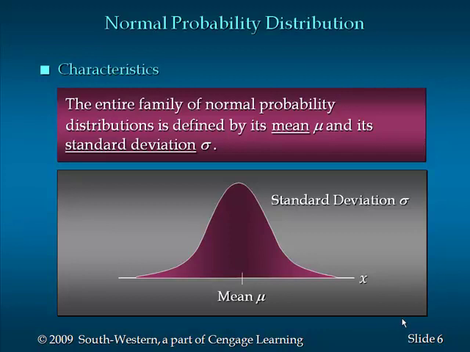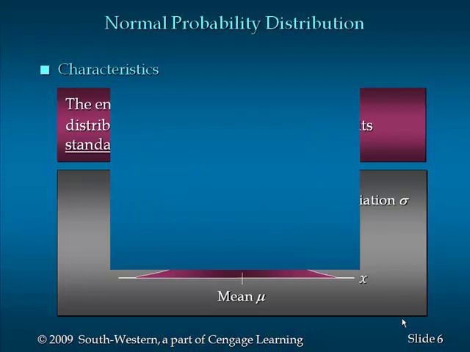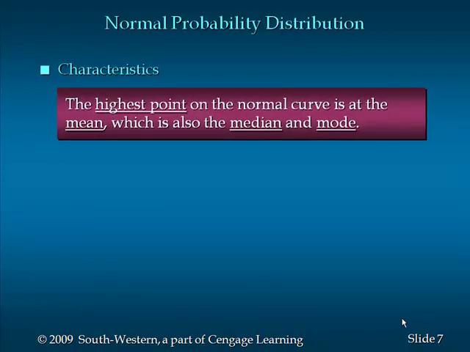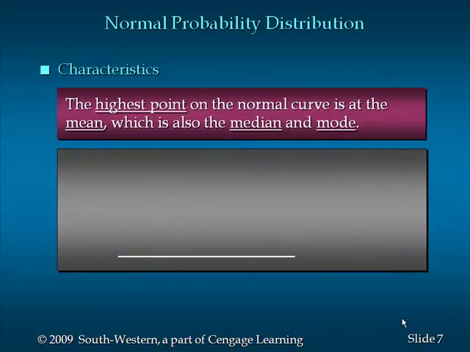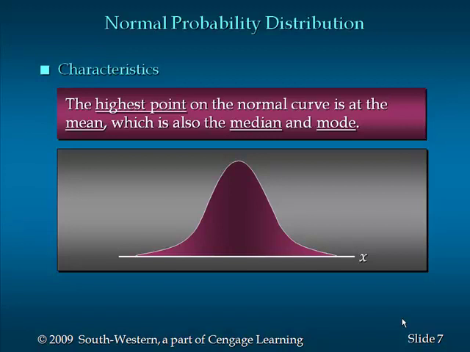We can define all normal probability distributions in terms of its mean, which is identified by the Greek letter mu, and by the standard deviation, which is defined by the Greek letter sigma. Note that these are population parameters. The highest point of the normal curve is at the mean, which is also the median and the mode for each of these normal distributions.